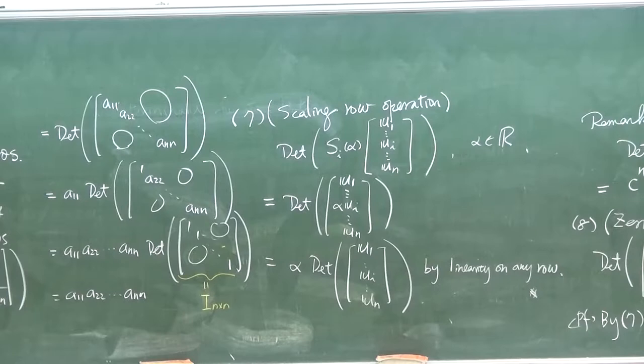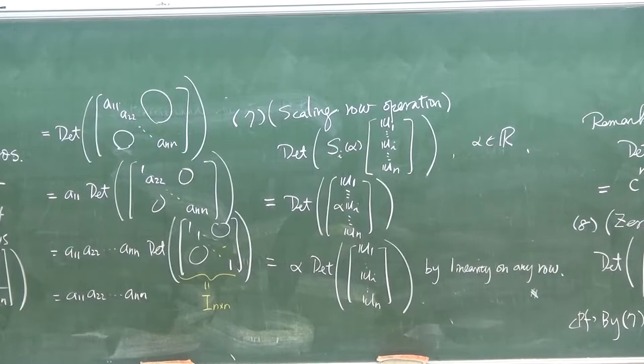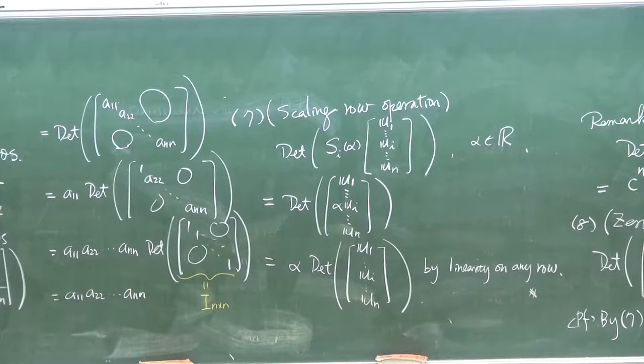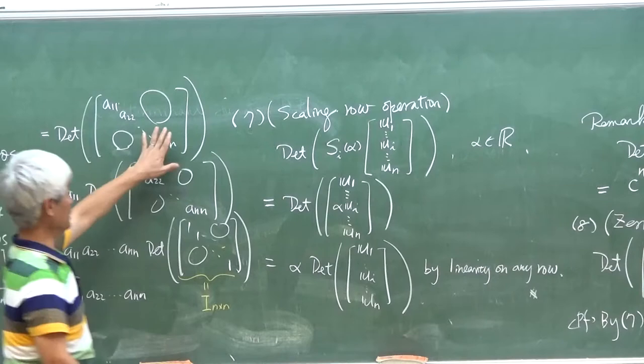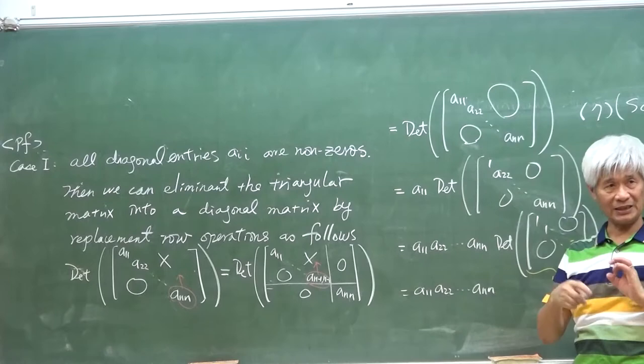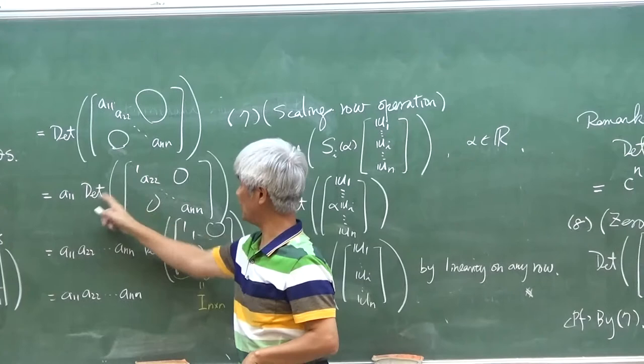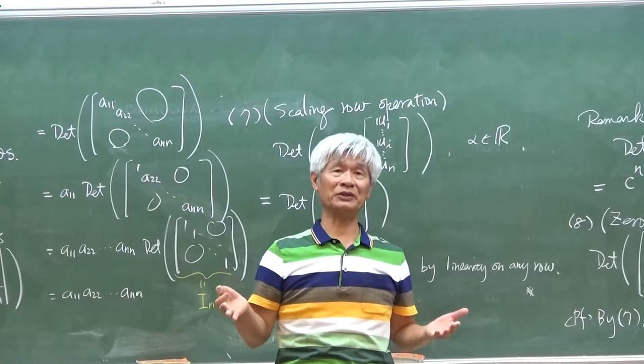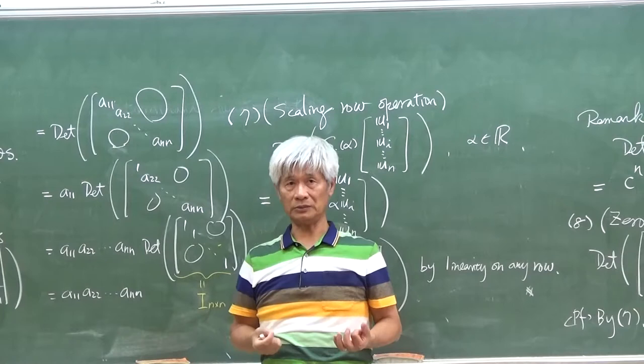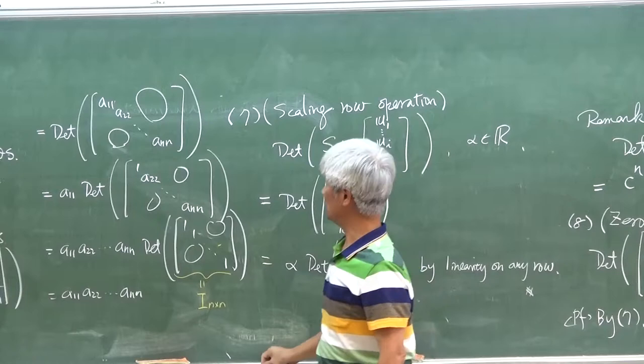The first part is we use the replacement operations to turn an upper triangular matrix into a diagonal matrix. Or, again, you can do it for the lower triangular matrix, but at that time we just do it from the first column. Anyway, when you're up to a diagonal matrix, then you use the scaling operations. You can think about it by using linearity. There are many different ways to do it. You can apply linearity on any row to move out all the scalars. So maybe I will say it's simpler than linearity.